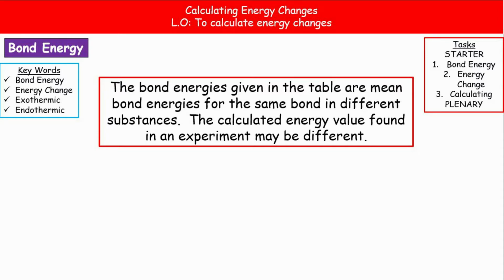In that table, we've obviously got bond energies, and those are actually mean bond energies. What we've done is we've worked out the bond energies of those bonds in a number of different substances, and then we've taken the mean from that, and that's what we use in our table. But what you'll find is that if you carry out an experiment and calculate the energy, it could be slightly different. I have seen this as a question previously, and if they ask you why the values for the bond energy in a table would be different to experimental values, it's because the ones in a table are mean bond energies for the same bond in different substances.